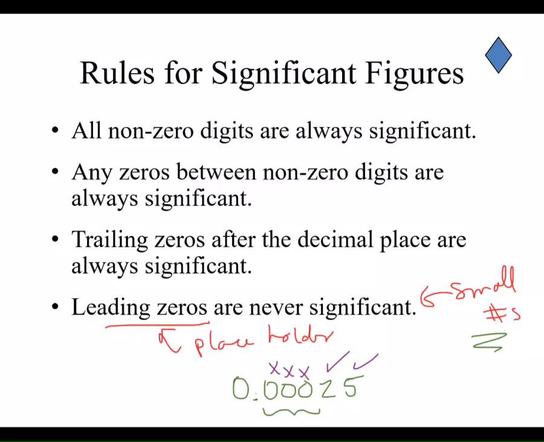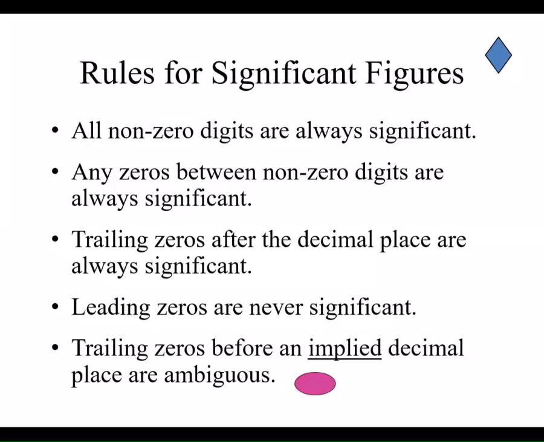Now I'm going to have to come back to this one. We have another type of placeholder zero, and it's for large numbers, and it is what we call trailing zeros. They are before an implied decimal. So this is for big numbers.